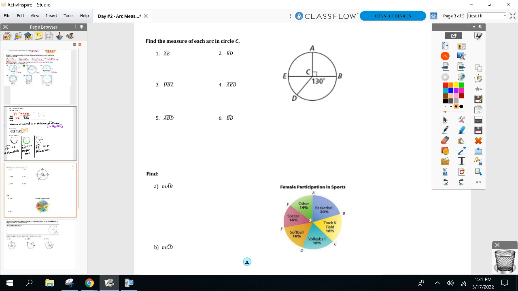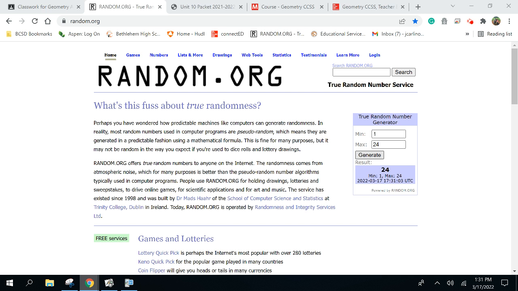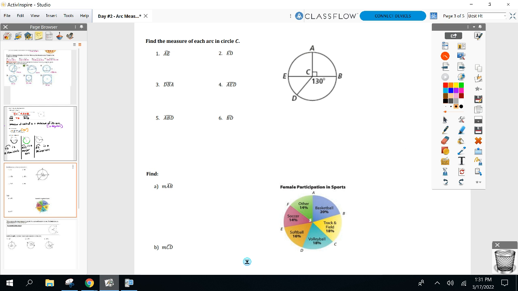All right, circle C. What are you telling me? C's the center. That's huge because now I have 1, 2, 3, 4 central angles, right? Four central angles there because the vertex is the center. So I'm looking for, first, what's the measure of arc AE? How many degrees does arc AE contain?